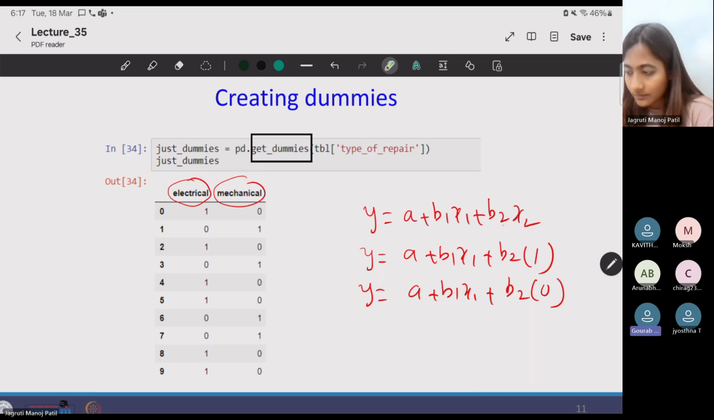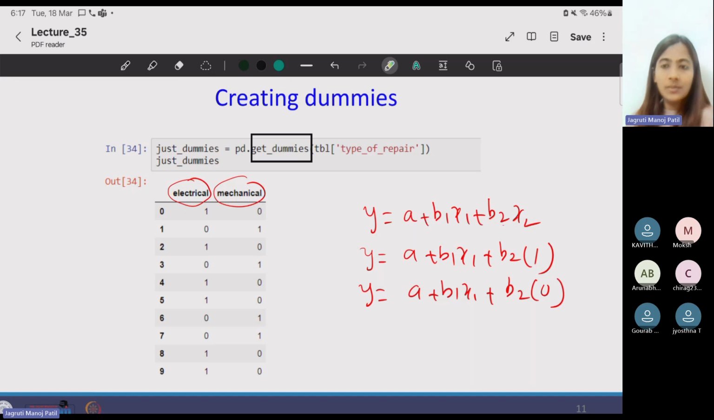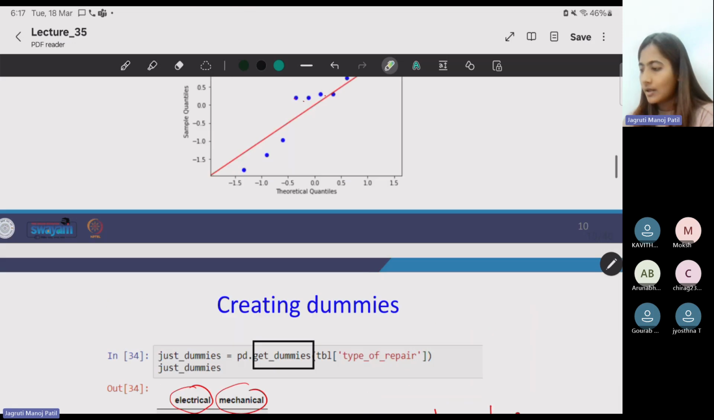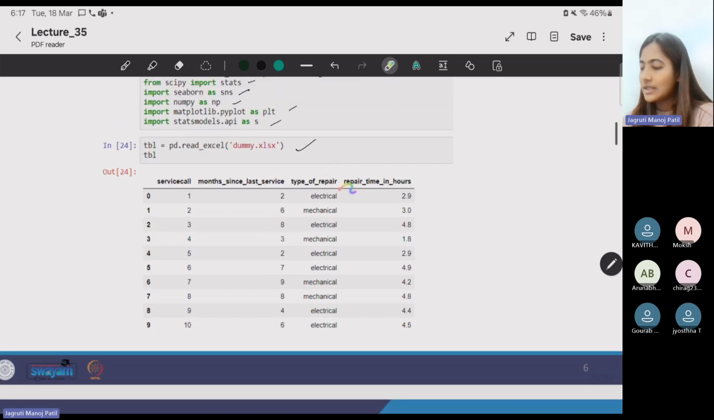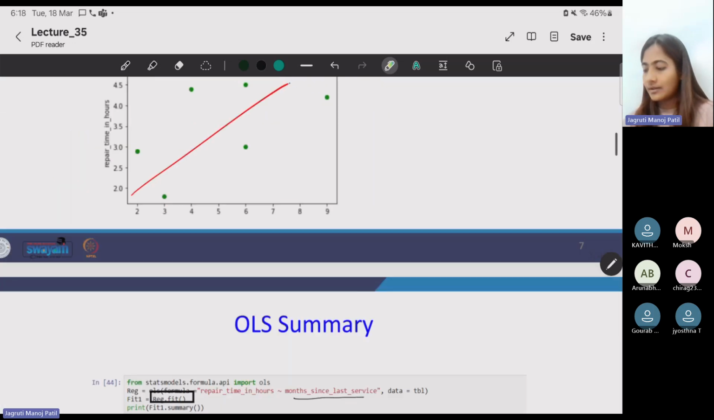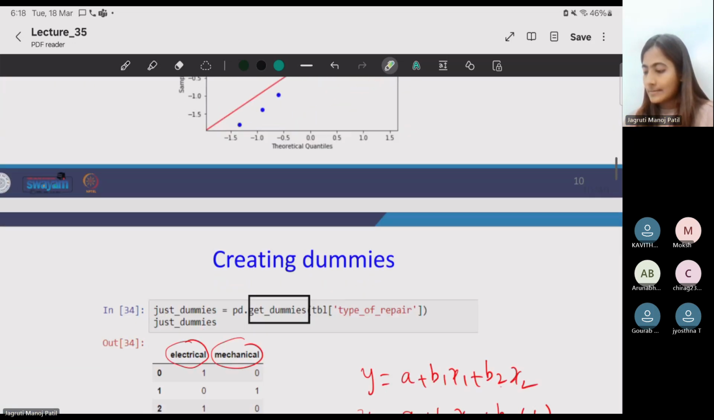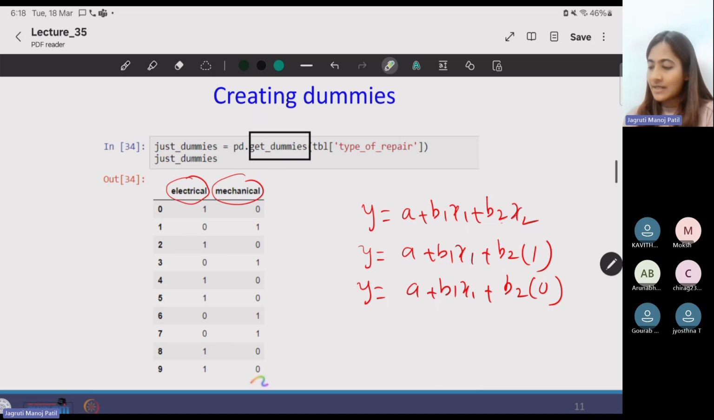Can you please explain the dummy variable once more? Yes. We are adding this dummy variable to represent a categorical variable. So we are adding the type of repair. Here it is either electrical or mechanical, so we'll assign electrical and mechanical as two variables. And then these are the dummy variables that we get in our model.